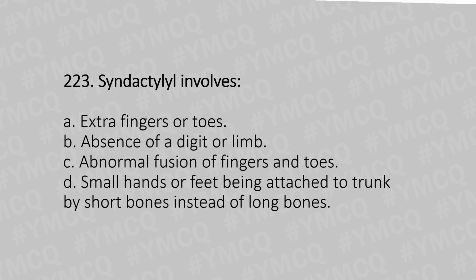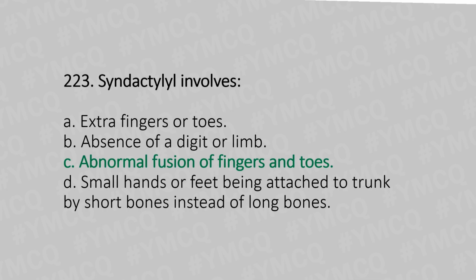Now let's move to question number 223. Syndactyly involves option A, extra fingers or toes. Option B, absence of digit or limb. Option C, abnormal fusion of the fingers and the toes. Option D, small hands or feet being attached to the trunk by small bones instead of long bones. And the answer is option C, abnormal fusion of the fingers and the toes.